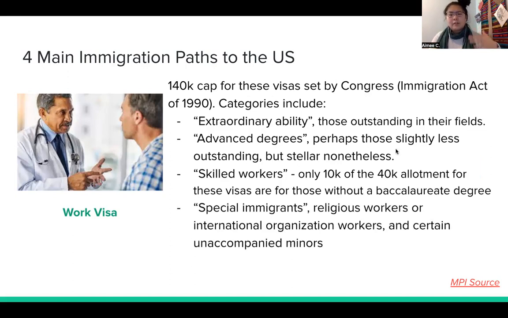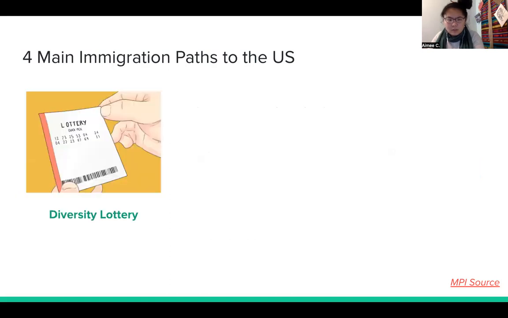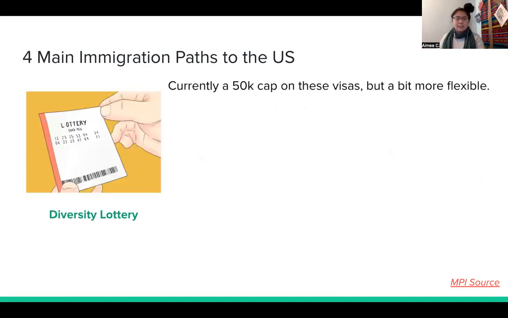So then there's also special immigrants. There's a category for religious workers, international organization workers, certain unaccompanied minors. And then we also have allotment for foreign investors. All right. Moving on, there's also the diversity lottery.